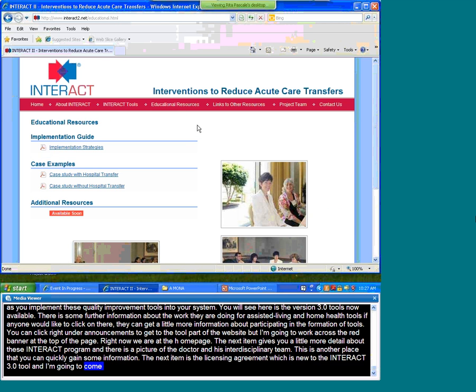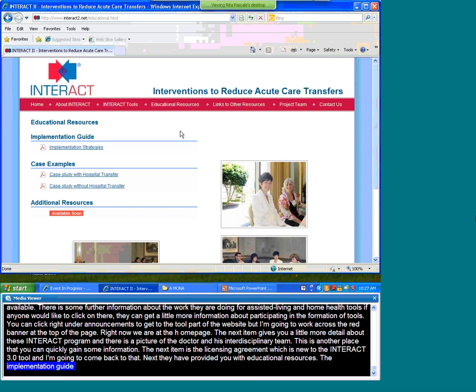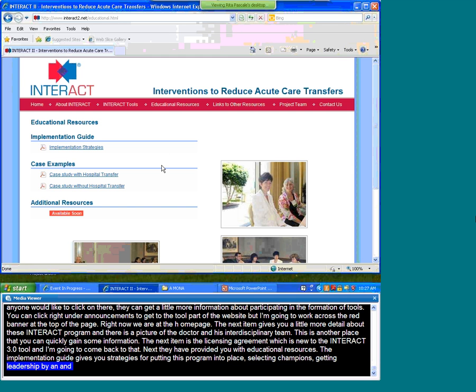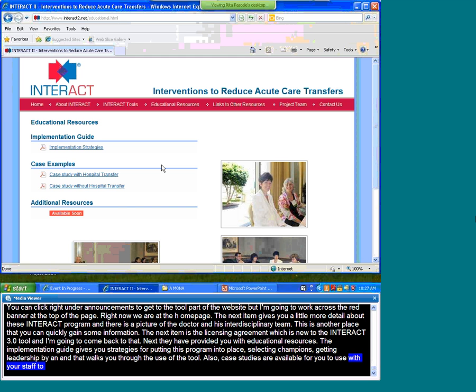The implementation guide is a booklet that gives you strategies for putting this program into place, selecting champions, getting leadership buy-in, and it walks you through the use of the tools, which is very valuable. And then also, case studies are available here for you to use with your staff to move them forward and to validate the importance of using these tools and communicating with your staff and with hospitals and other facilities.